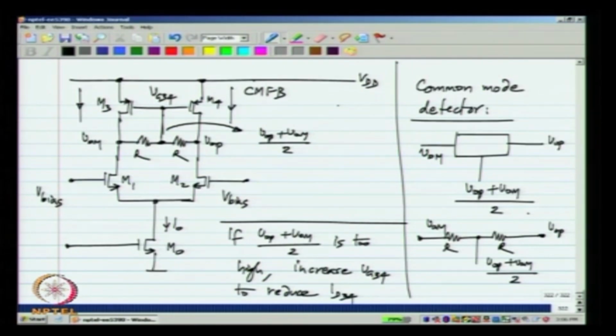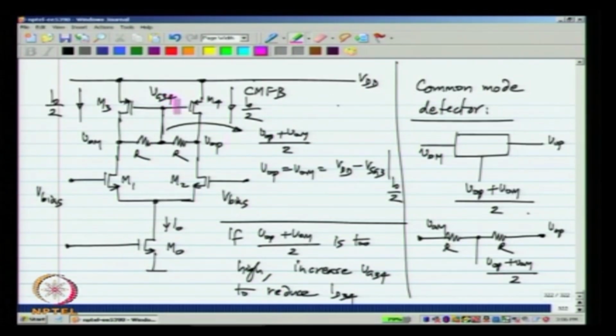Now, when the feedback circuit is settled, the current in this has to be I naught by 2 and the current in this is also I naught by 2. And also the gate voltage of this equals the voltages at the drains of M3 and M4. So, the output voltages will be equal to VDD minus VSG of M3 or VSG of M4 at a current of I naught by 2. It has to be equal to this.